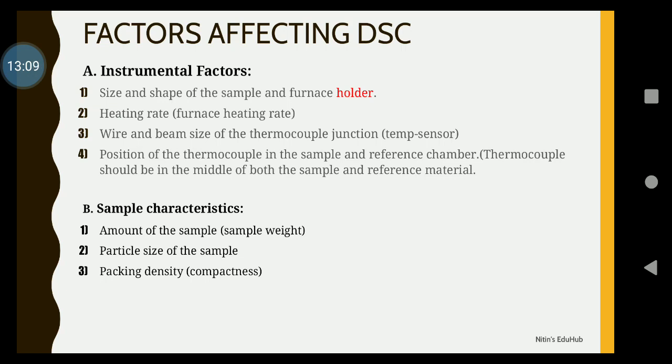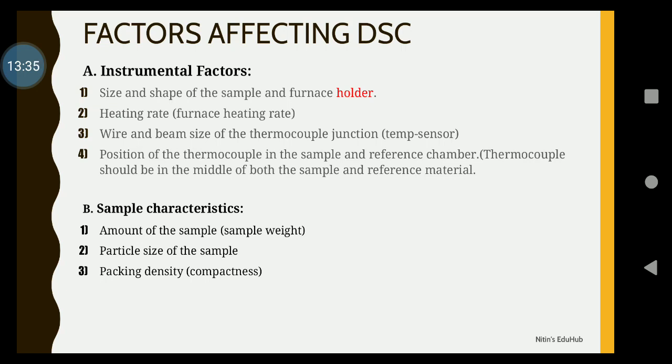Next is the sample characteristics. In the case of sample characteristics, the very first factor is the amount of sample to be taken. The sample weight should be as minimal as possible. Ideally, 0.5 to 10 milligrams is usually sufficient sample to enable a faster scanning procedure.